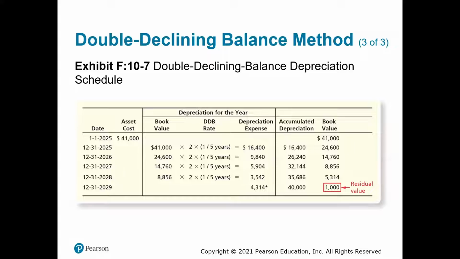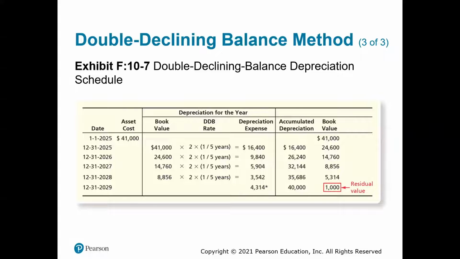At the end of the asset's life, its book value should equal the residual value. Therefore, in the final year, depreciation is book value $5,314 less $1,000 for residual value, or $4,314 in depreciation expense.